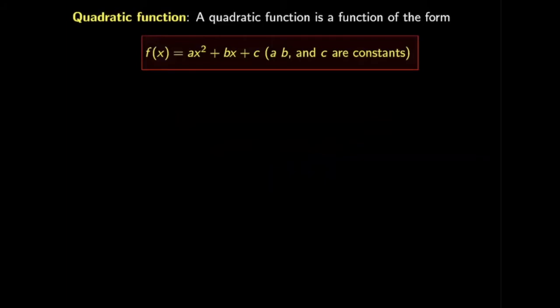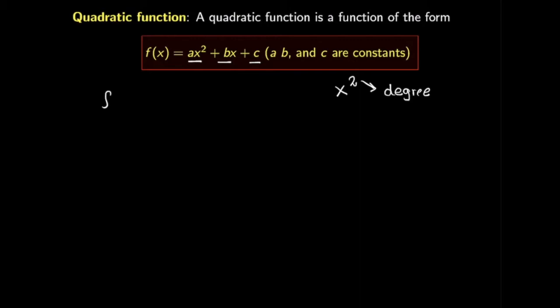A quadratic function is a function of the form ax square plus bx plus c, where a, b, and c are constants. Here, the important information is x, which is the input or the variable of the equation. Its degree must be 2. So this function is called quadratic because the degree of the function is 2. That's why this function is called a quadratic function.